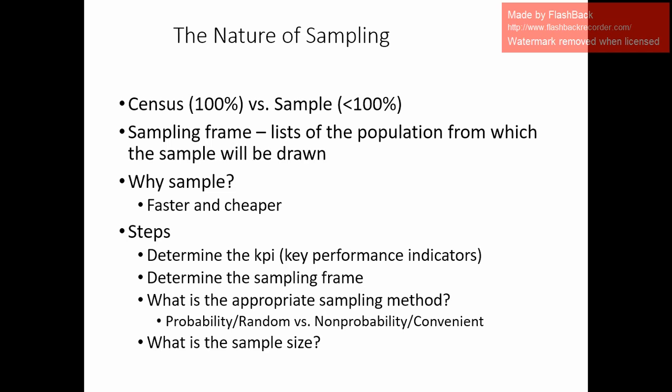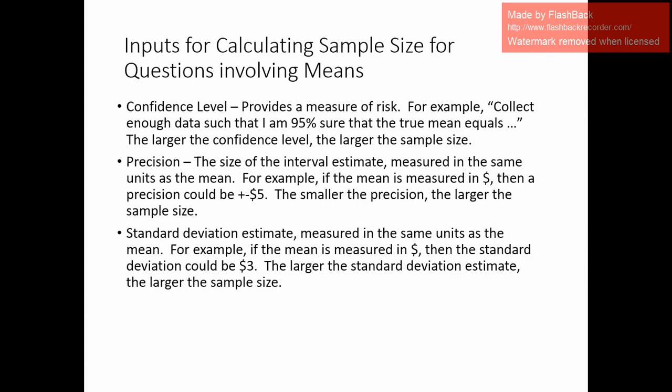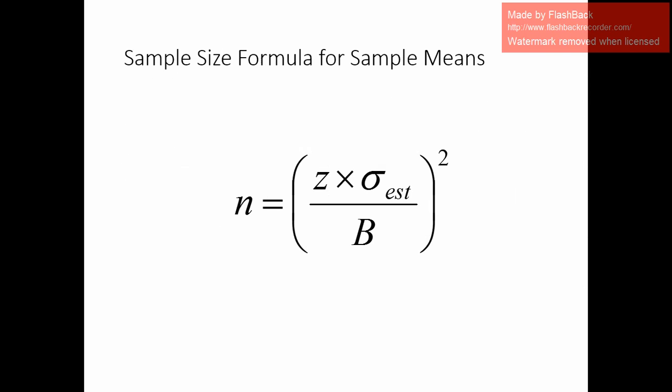But the purpose of what we're talking about in this lecture is how do we determine how much data to collect. We're going to look at two different metrics, and there's many, but we're going to look at a formula to calculate a sample size when we're interested in studying the population mean, and how much data to collect when we're interested in the population proportion. Two different formulas, different but related. This is the formula that we need. So we need to know what Z, sigma, and B are.